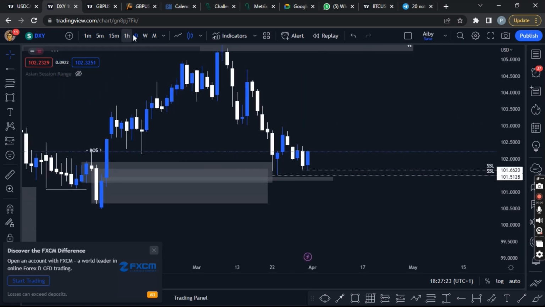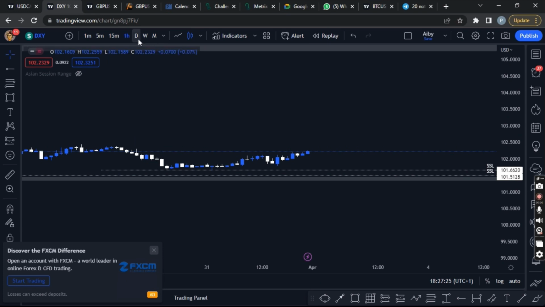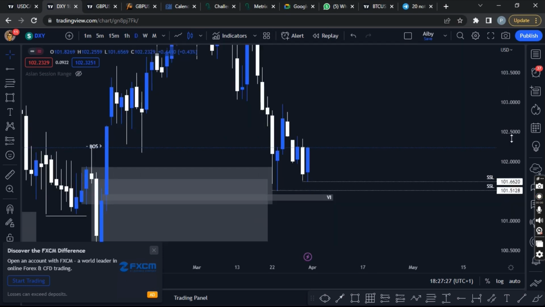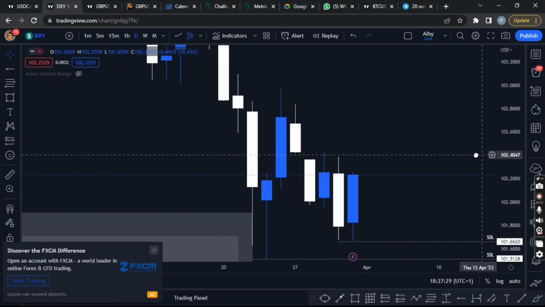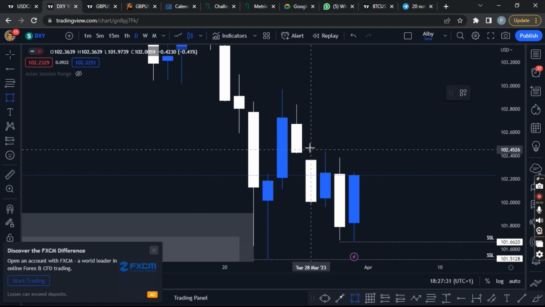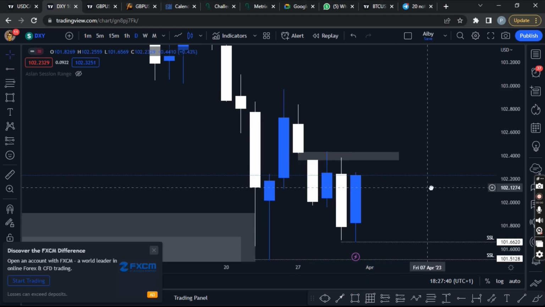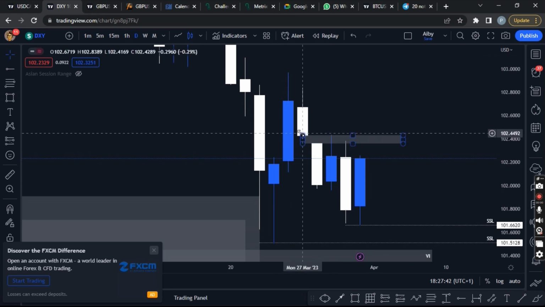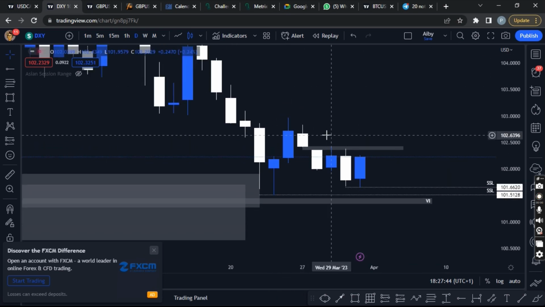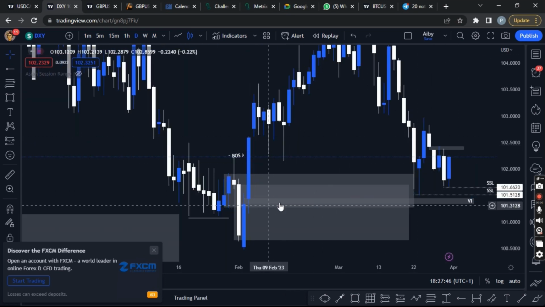Now let me jump to the 1 hour time frame. Now no, let's go back to the daily time frame. Sorry about that. So on the daily time frame, you notice that there was another volume imbalance here that price was rejecting off. So price is basically rejecting off this. No, this wasn't a volume imbalance. Sorry about that.